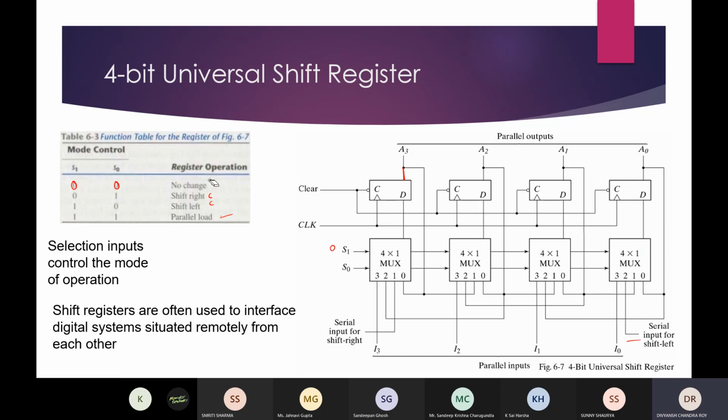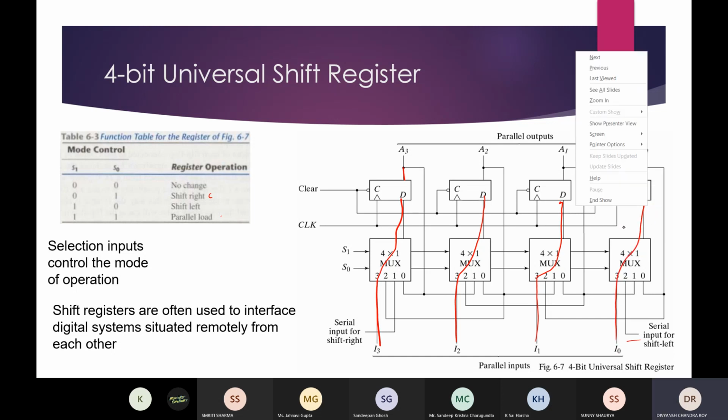Now if you consider the last case, that is 1 1, when my S1 and S0 are 1 1, this will be the path to the flip flops. Here you can clearly see it is simply the 4-bit parallel register. So this is the working of the 4-bit universal shift register.